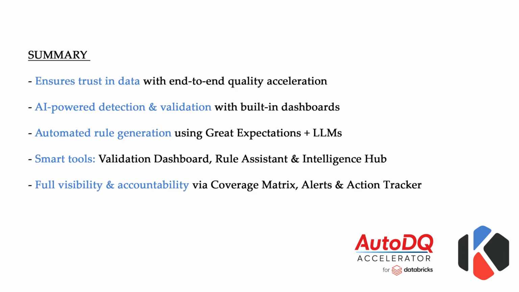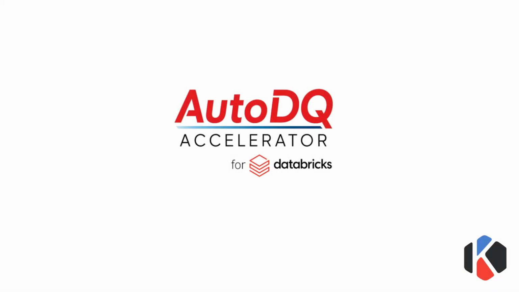With features like the Validation Dashboard, Smart Rule Assistant, and Data Intelligence Hub, users can perform real-time checks, create business rules in plain English, and even automate cleansing. Finally, the Coverage Matrix, Alerts, and Action Tracker provide full visibility and accountability to ensure data issues are tracked and resolved efficiently. With AutoDQ, managing data quality becomes seamless, automated, and reliable, giving you complete trust in your data.